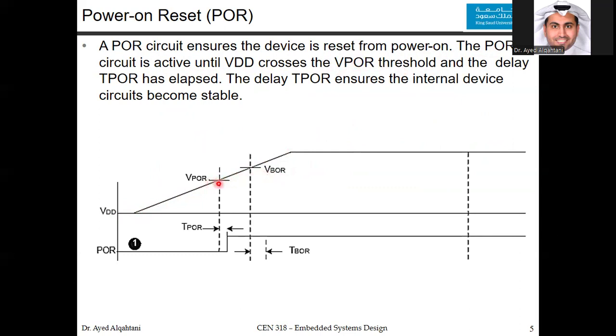We have a VPOR threshold right here, and we have another threshold called the V brownout reset. Once you pass this threshold, the POR flag will be generated. So it was 0. Once you cross this threshold, you are passing from 0 all the way to 1. So this is the rising edge now. Once you reach this point, it will generate the POR.